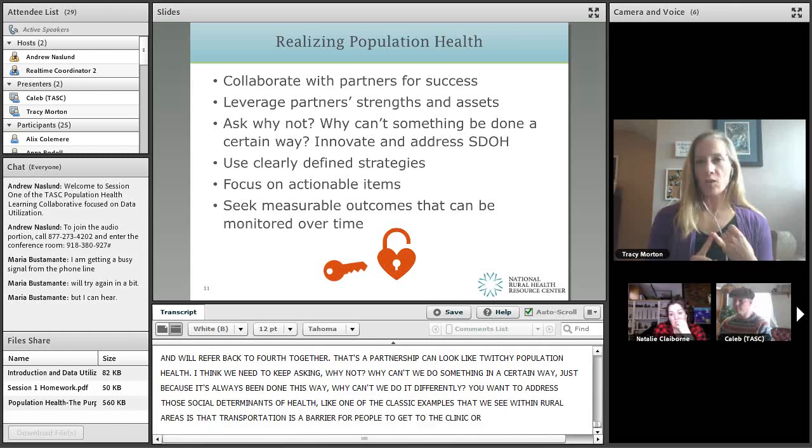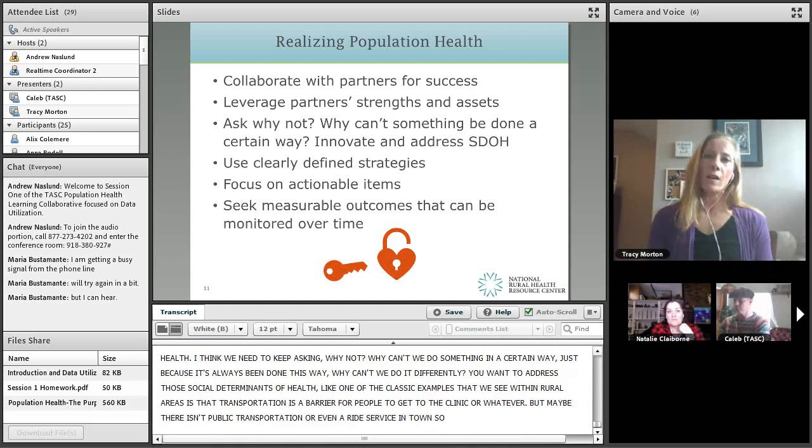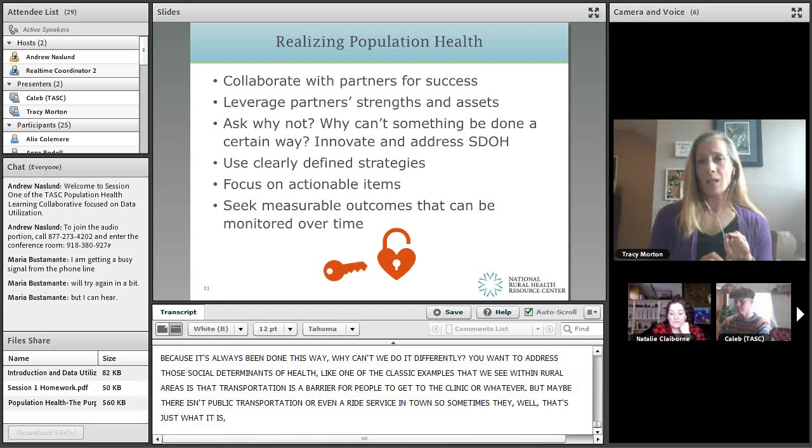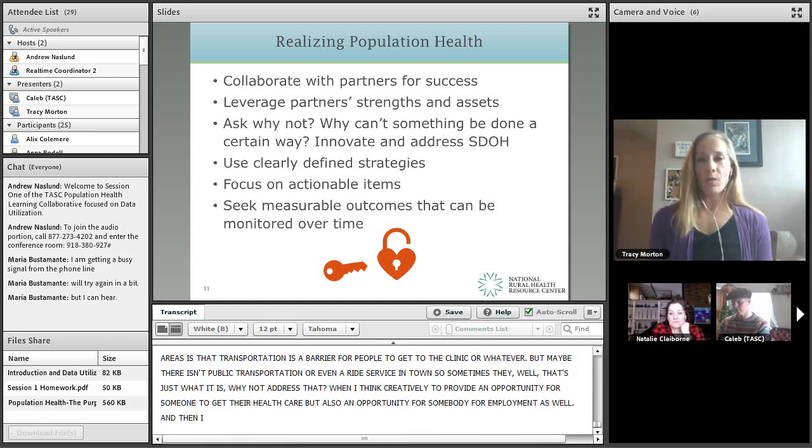So to realize population health and tie this all together, some of the aspects that I think our organizations need to focus on is that we need to collaborate with partners to be successful. We need to rethink the way that we view partnerships and not compete with those down the road. And I think we're seeing a lot of that happen right now, with sharing information and being vulnerable in a time when we really truly do need help.